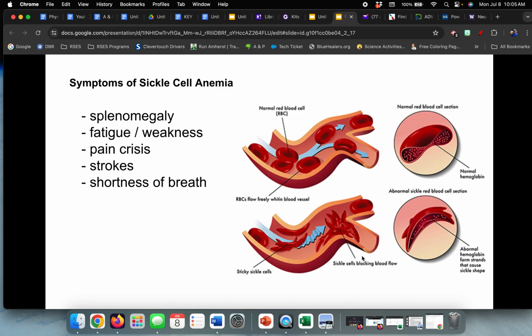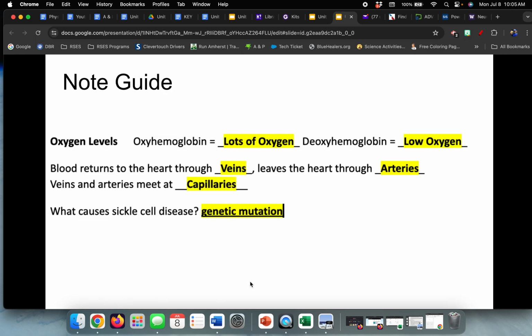People that have sickle cell have problems with big spleens. That's what splenomegaly means. They're tired often, they have pain, are more likely to have strokes, and even shortness of breath, all due to that oddly shaped blood cell. So go ahead and pause here while you put these into your notes.